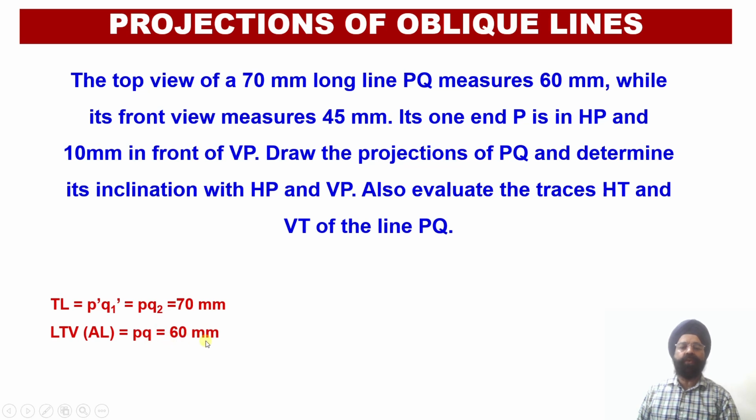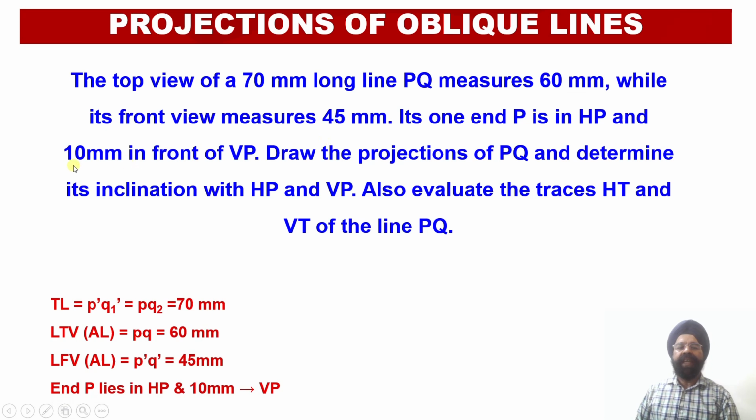This is given to us as 60 millimeter, while the front view of the line measures 45 millimeter. The front view projection we are going to write down as P dash Q dash on the vertical plane. So the length of the front view, that is the apparent length of the line in elevation P dash Q dash, is equal to 45 millimeter. Another set of information we have is that the end P of the line lies in the horizontal plane, while it is lying 10 millimeter in front of the vertical plane.